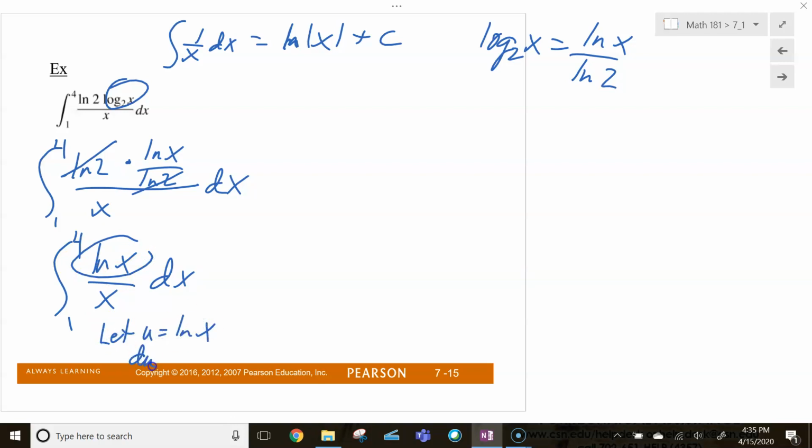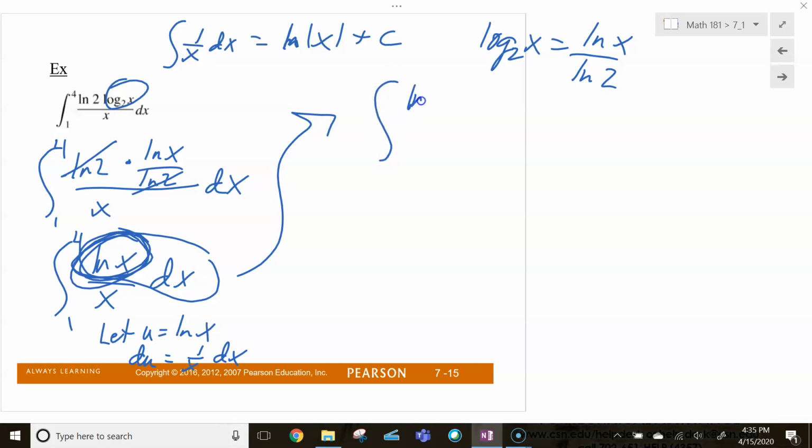Because I know the derivative is 1 over x. So I've got u. There's my u. Here, let me rewrite this: ln of x over x dx from 1 to 4.